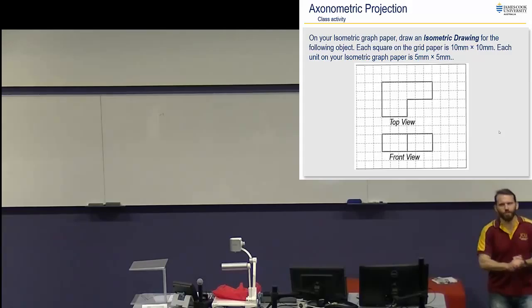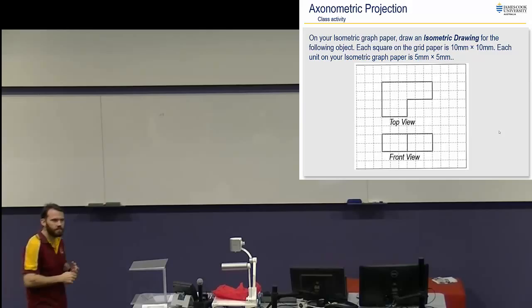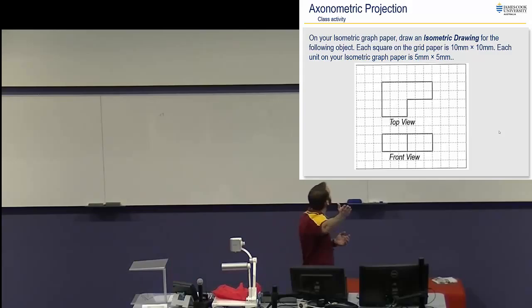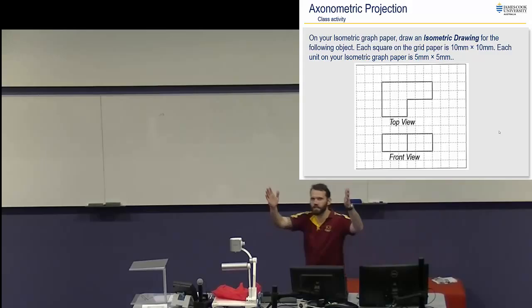All right, so you're drawing this. The first thing everyone's drawing is a box. How big is my box? Width? 6, by height? 2, by depth? 4. So everyone's drawing an isometric box, 6 by 2 high by 4.